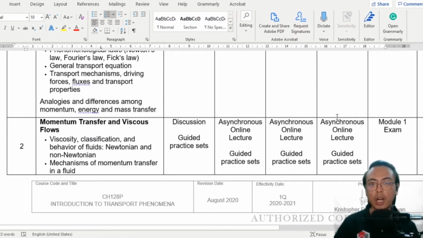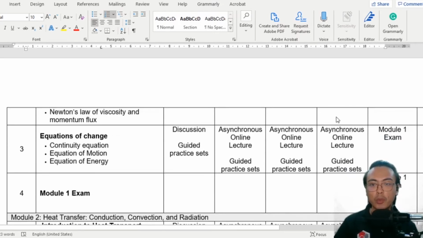For the second week, our topic is momentum transfer and viscous flows. For the third week, we have the equations of change. And for week 4, that is our module 1 exam.